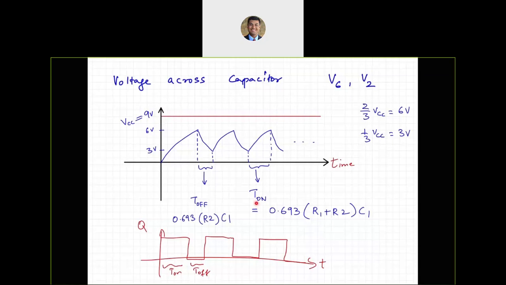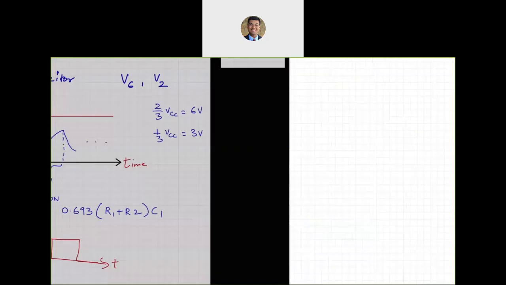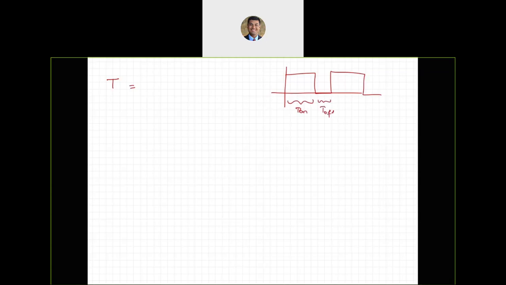Now, if you know the on time and the off time, of course you can find out a few things from this. So for example, how would you find out the total time period? Well, if you have on time and off time and on time and off time, then if this is T on and this is T off, the total time period will be the sum of T on and T off. And the frequency of that square wave will be 1 over the time period. So 1 over T on plus T off.